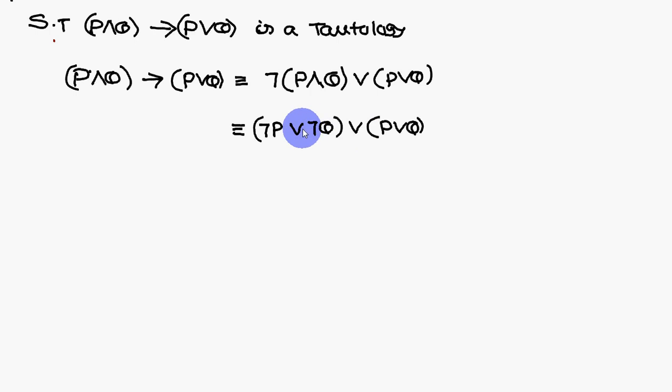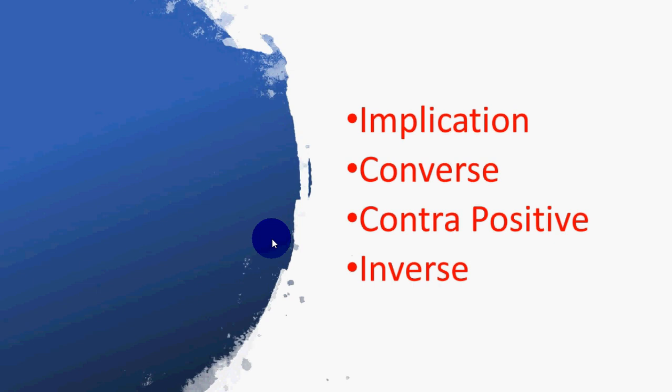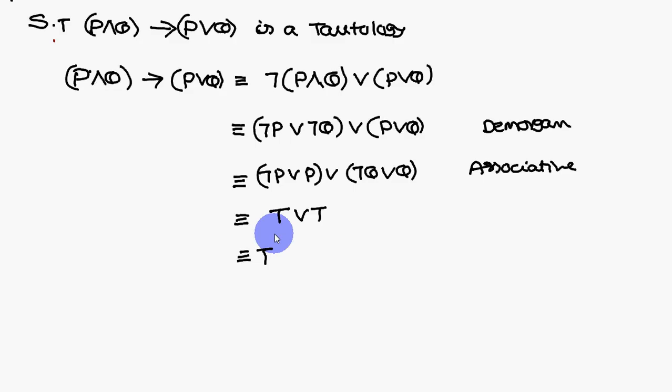Now you do the combination. All the symbols are R only. Therefore using associative law, not P or P, not Q or Q. So this one will become true, this one will become true. True or true will give true. Therefore this is a tautology. Okay, this is about the tautology, contradiction, and using the logical equivalence, how to prove the results. Okay, thank you.